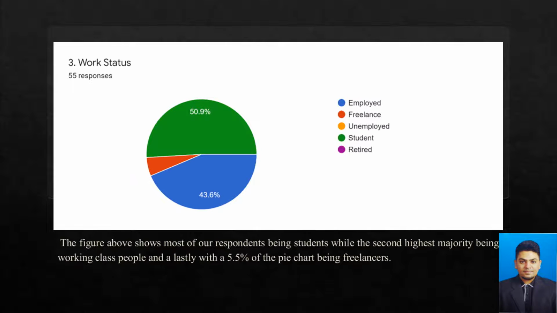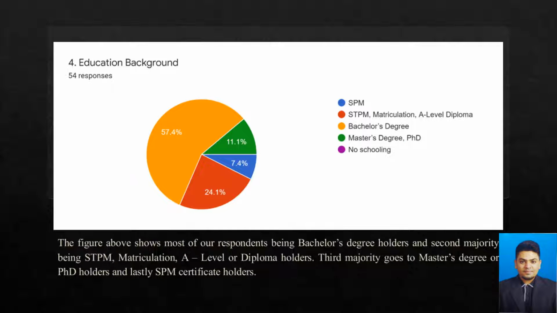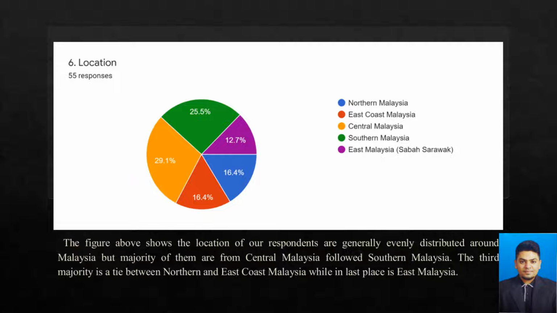The figure shows half of our respondents being students. The other half shows mostly employed, with a small percentage being freelancers. This figure shows almost 60% of our respondents were bachelor's degree holders. This figure shows the location of our respondents is generally evenly distributed around Malaysia.